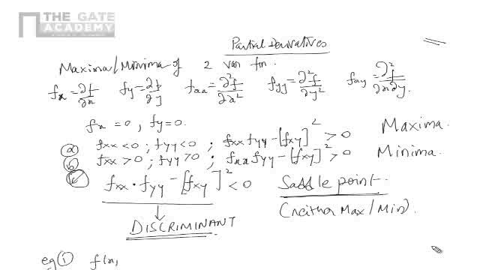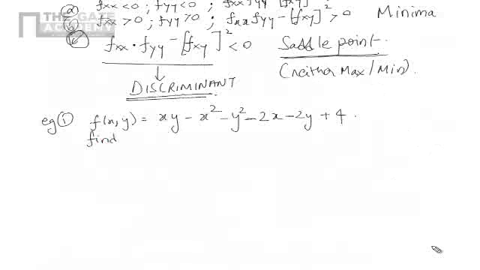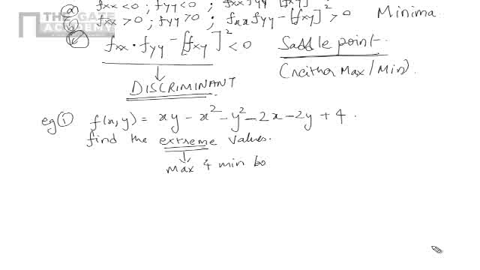f of xy is xy minus x square minus y square minus 2x minus 2y plus 4. Okay, this is what is given. Find the extremum values. Extreme means what? It is referring to max and min both. Okay, these are the two extreme values, right?